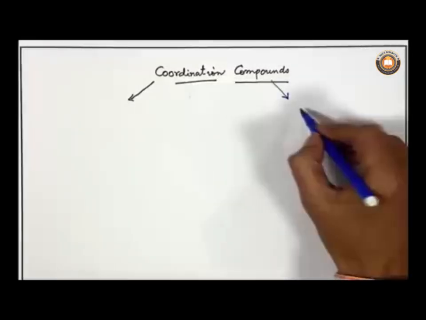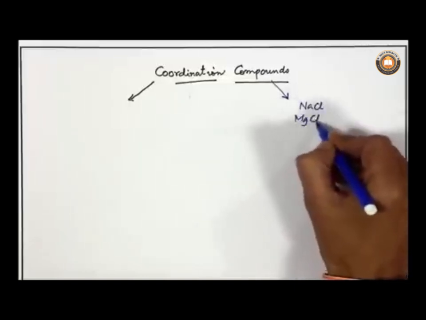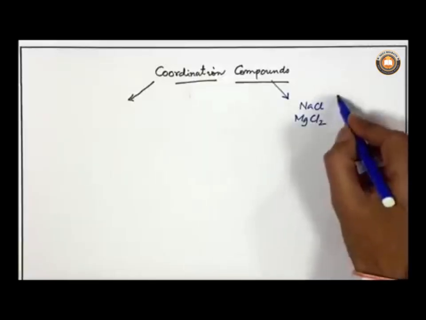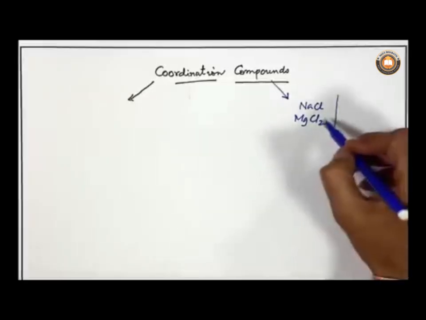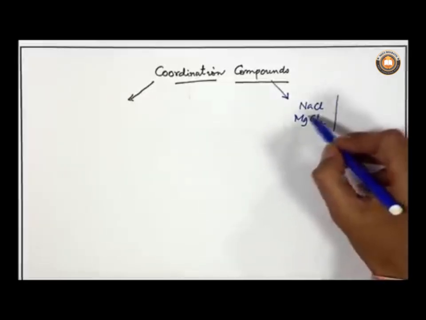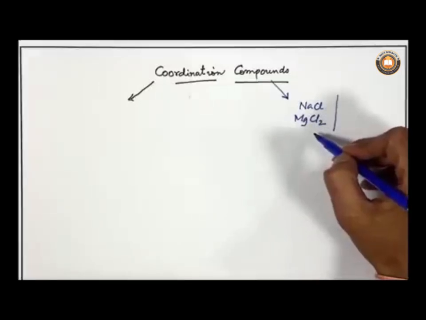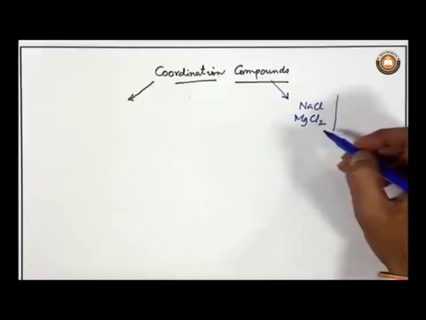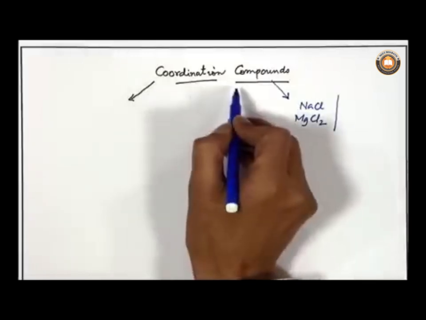Like sodium chloride and magnesium chloride, we all know that they are typically metal salts, and at the same time we can consider them inorganic compounds. This is one example of an inorganic compound of the sodium ion, and the second one is also an inorganic compound of the magnesium ion. But what else can define another group of compounds, which we will call coordinate compounds, coordination compounds, or complexes?